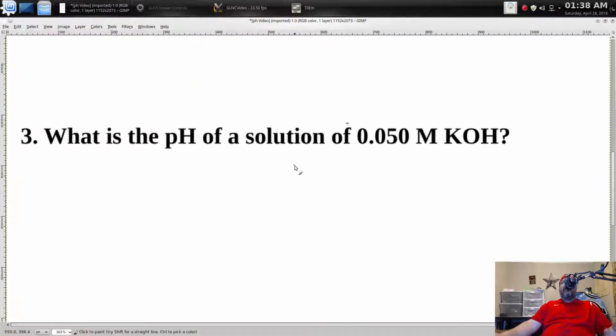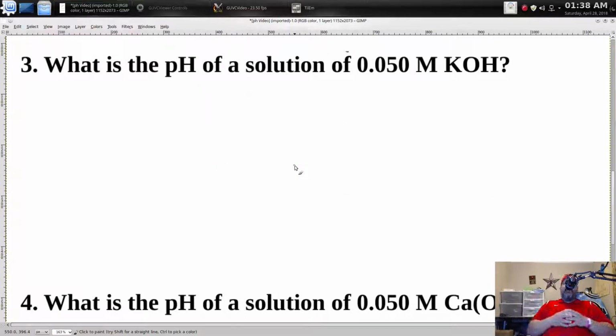All right, let's look at a base now. What is the pH of a solution of this base? Just before, let's identify this is our concentration, right here. This is our concentration.